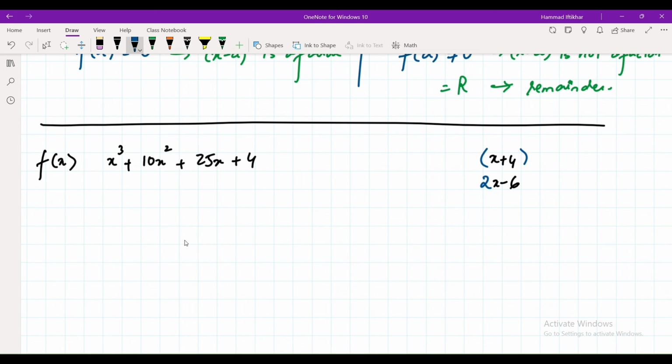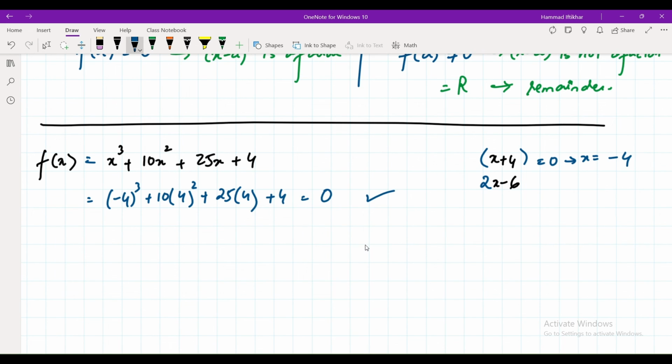So the first one, when we put this equal to 0, we get x is equal to minus 4. So when we put in minus 4 cubed plus 10 times minus 4 squared plus 25 times minus 4 plus 4, we already calculated this in the calculator. We are getting 0. So that means x plus 4 is a factor. But when we put the second one equal to 0, we get 6 divided by 2, 3.